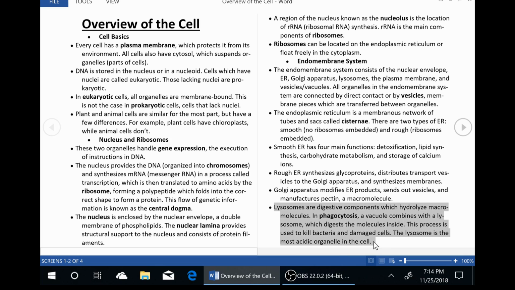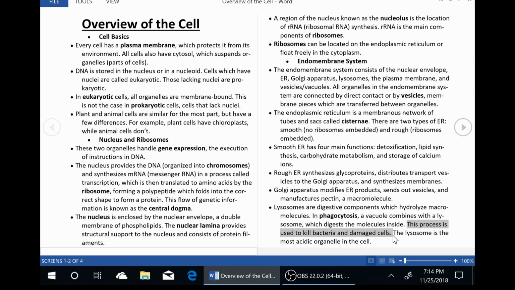So then we cover lysosomes. Lysosomes are important digestive components, and their main job is to hydrolyze macromolecules. There's a certain process called phagocytosis, and what happens in phagocytosis is that a vacuole, which is a really important storage organelle, fuses with the lysosome, and the lysosome is full of all these enzymes. It has a super acidic environment, so it's really good for destroying these huge macromolecules. So it breaks down these huge macromolecules.